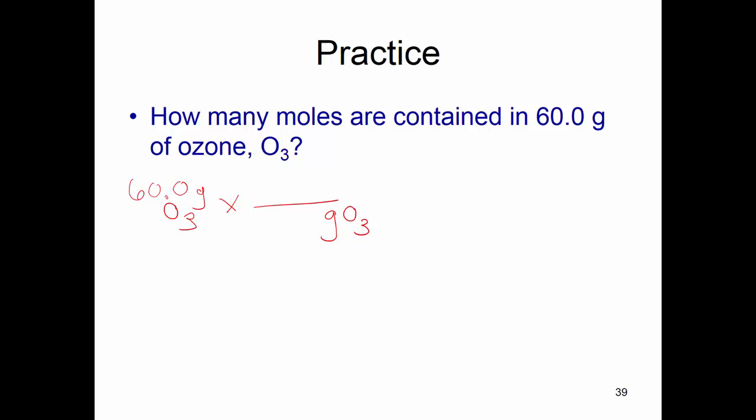All right, so first thing I've got to do is think about how I'm going to get to moles. Okay, so to get from grams to moles, I'm going to use the molar mass. Okay, so I have 3 oxygens. So this is a pretty easy one. So oxygen has a molar mass of 16. You have 3. So 48 is your molar mass.